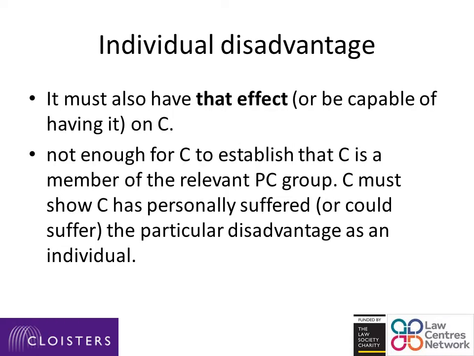I said earlier that it's also got to have an individual disadvantaging effect, but that effect has to be the same effect as it has on the group. Obviously, indirect discrimination also applies where it's capable of having the effect on the individual. So it's not enough for the claimant to establish that they are a member of the relevant protected characteristic group. They've also got to show that they've suffered personally or could suffer the particular disadvantage as an individual.